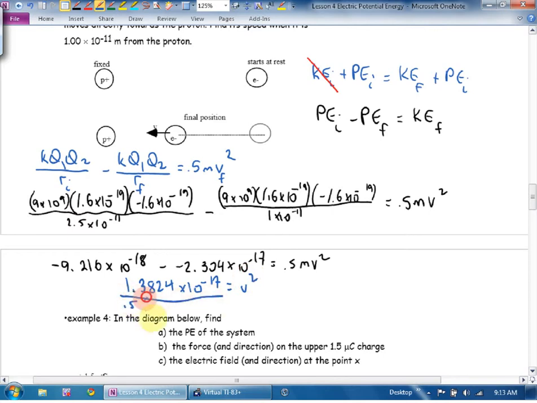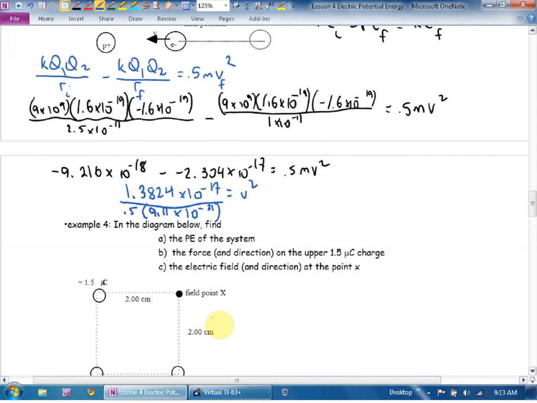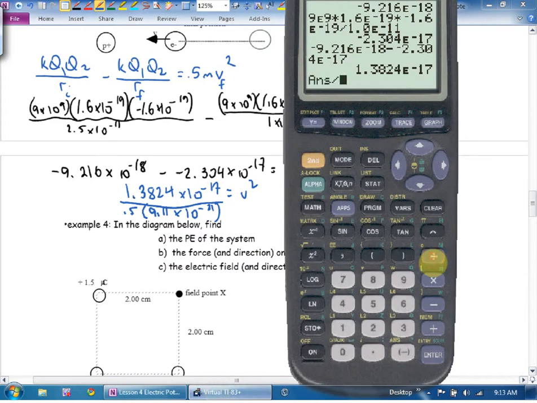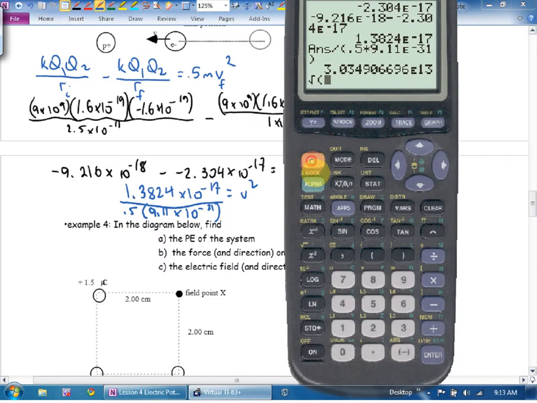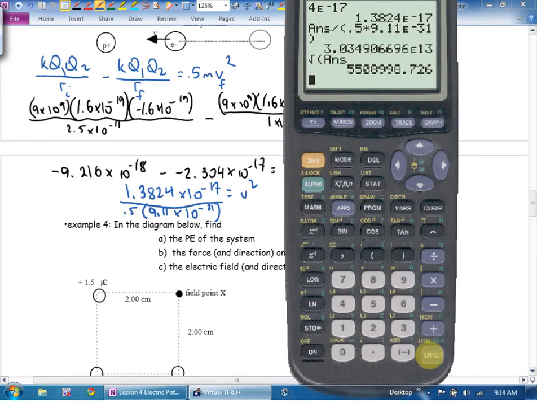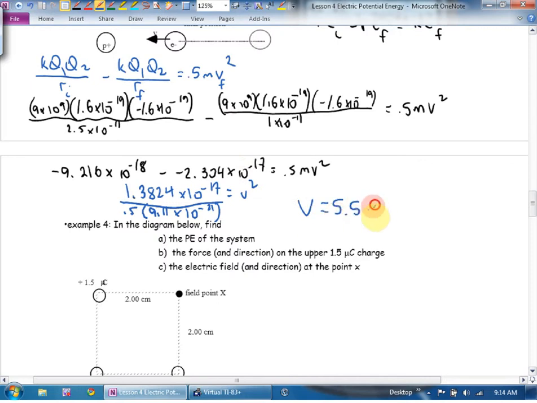And here, what was the mass of an electron? 9.11. I remember that. To the negative 31. And then don't forget to square root. Oh, I like this question. Divided by 0.5 times 9.11 times 10 to the negative 31. Square root of that. And I get v equals 5.5 times 10 to the 6th. Yeah, it's fast. But not faster than light.